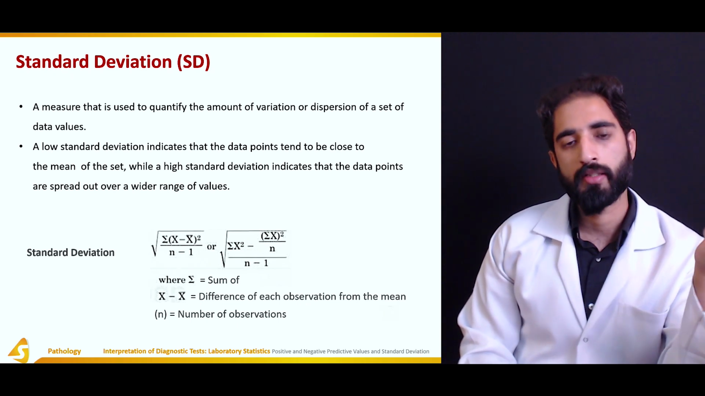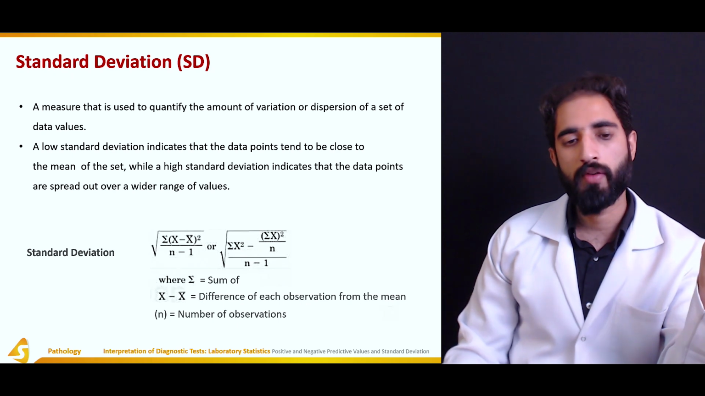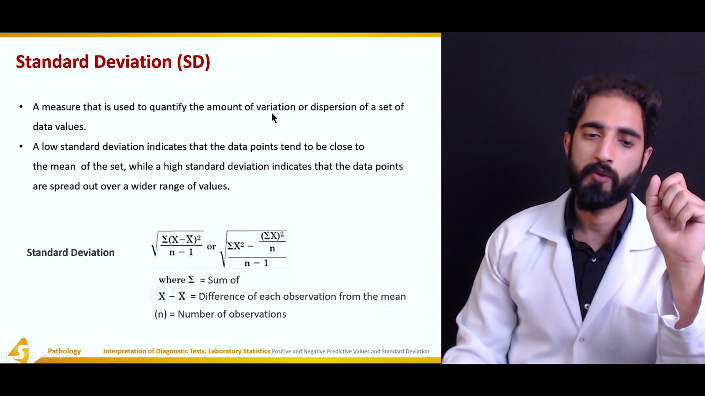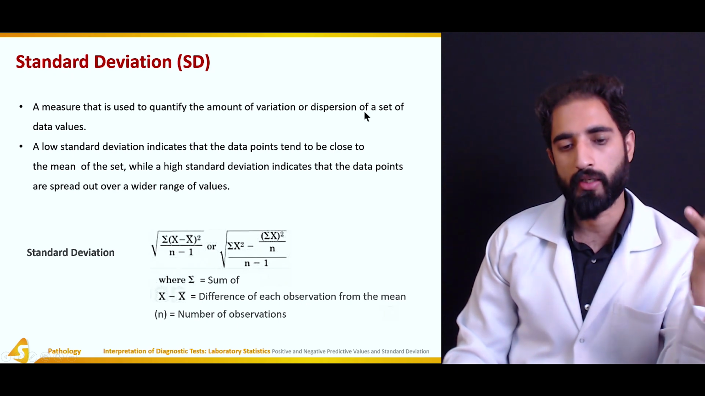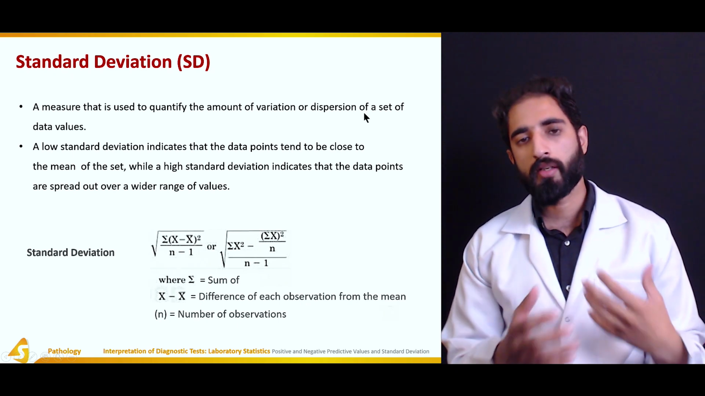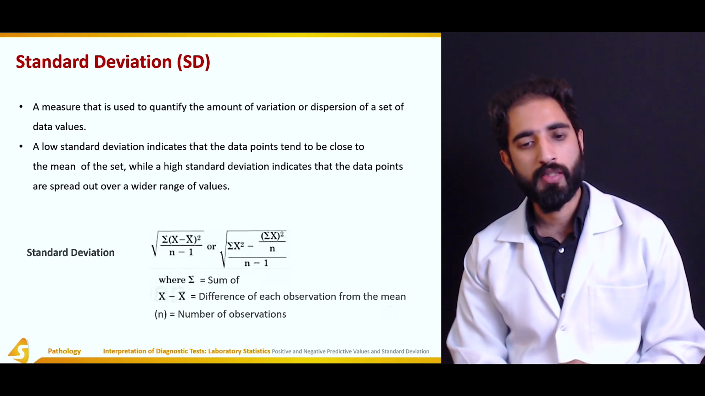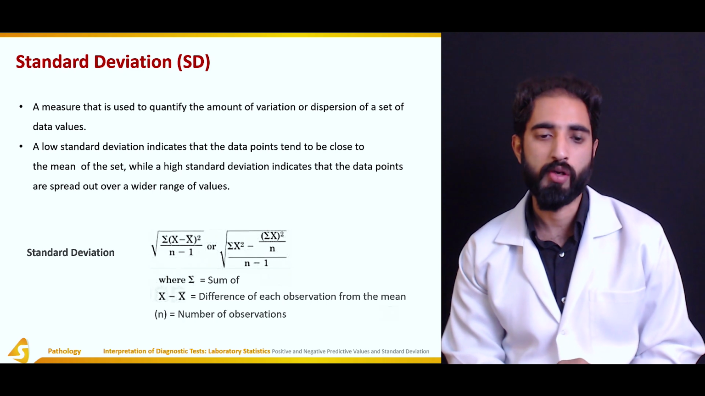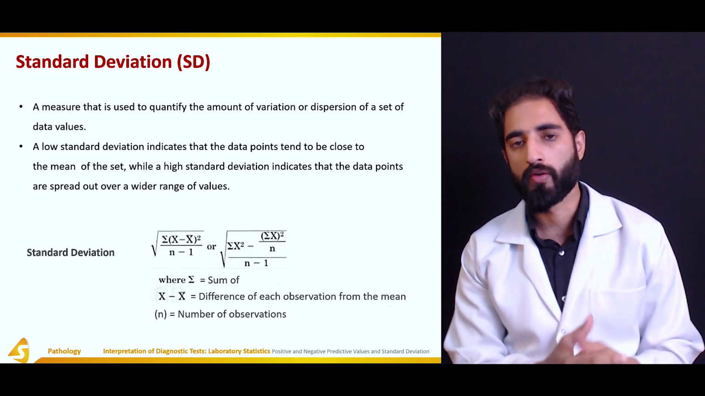And whenever we talk about the mean, there's always a term associated with it, which is known as the standard deviation. Standard deviation is a measure that is used to quantify the amount of variation or dispersion of a set of data values. A low standard deviation indicates that the data points tend to be close to the mean, while a high standard deviation indicates that the data points are spread out over a wider range of values.